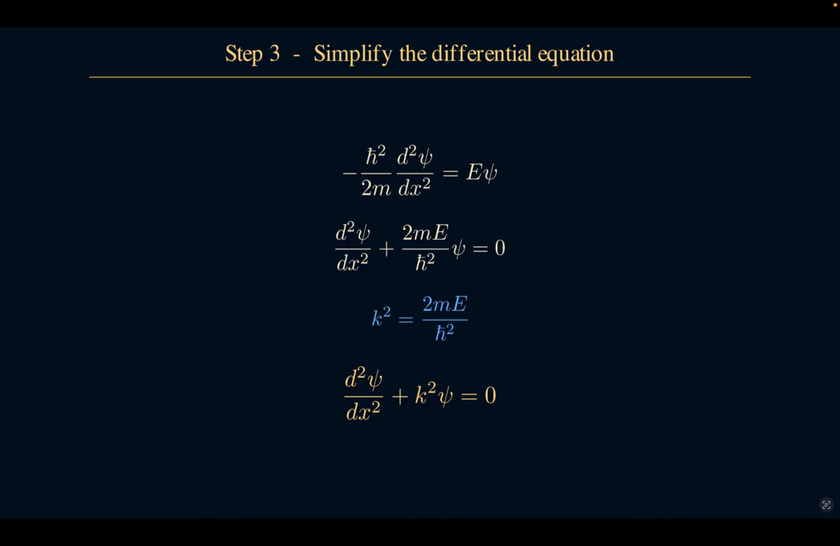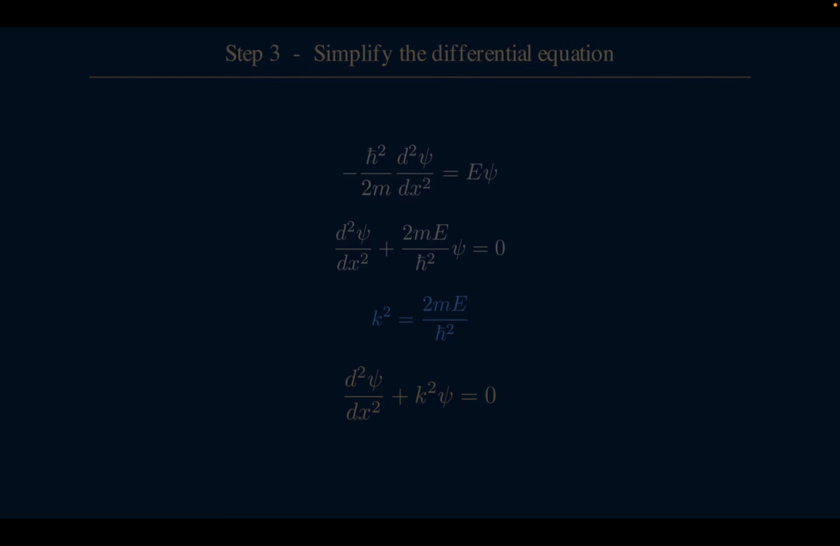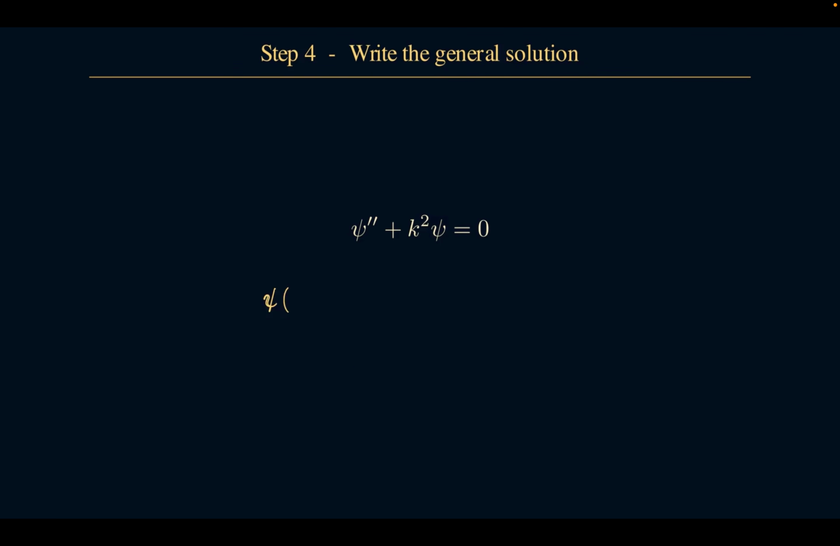So that is just a differential equation that has an already defined solution, which is the following. The general solution of psi in this kind of equation, psi double prime plus k squared psi is equal to 0, is psi of x equal to A sine of kx plus B cosine of kx.